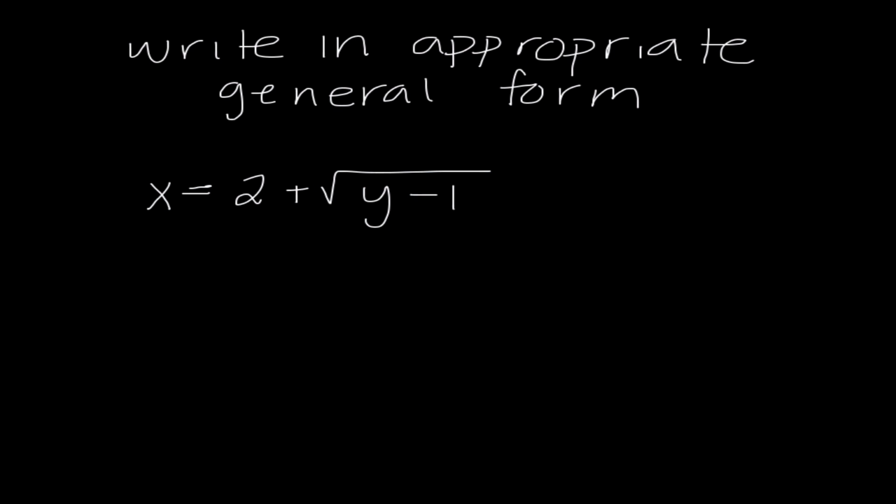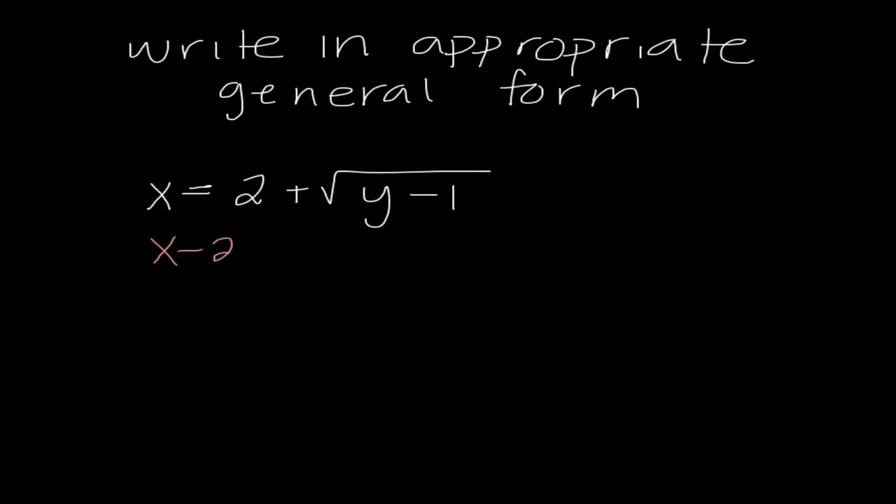Here's another write in the appropriate general form. And this one's tough because right away I can't really tell what type of shape this is. The things that we do know, if I was graphing this, I would be graphing the right half because it's x equals a positive square root.